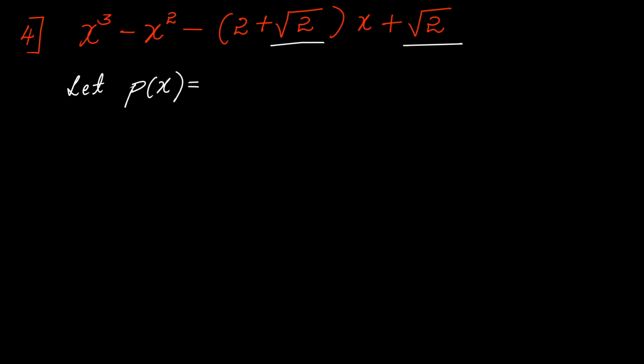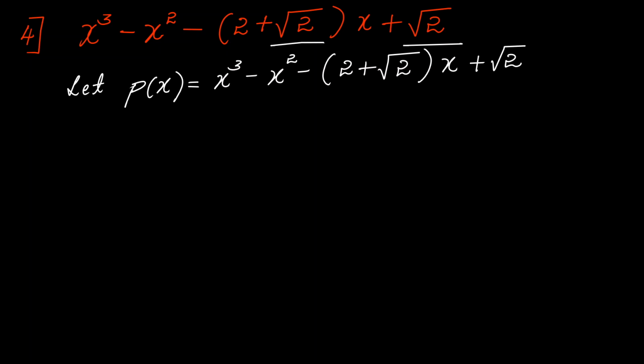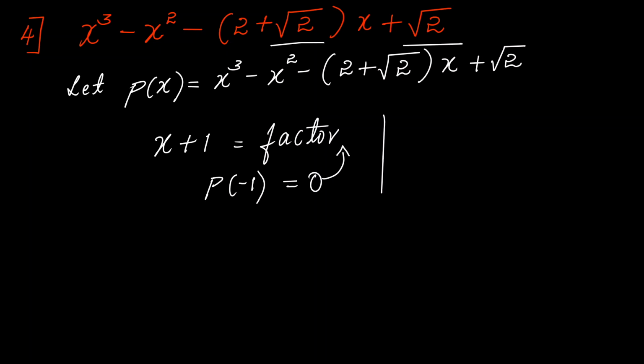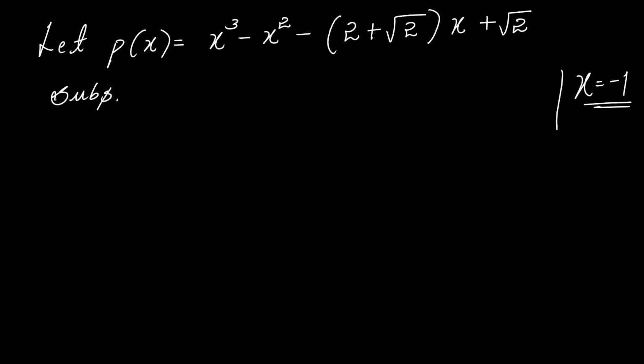Let p of x is equal to x cube minus x square minus open bracket 2 plus root of 2 close bracket multiplied by x plus root of 2. Again, same rule. If x plus 1 is a factor, then p of minus 1 must be 0. So, let's substitute x is equal to minus 1. So, x plus 1 is equal to 0. If you send plus 1 towards your right hand side, then x is equal to minus 1. Okay? Now, we'll substitute this minus 1 in the place of x. Wherever you see x, please change to minus 1.